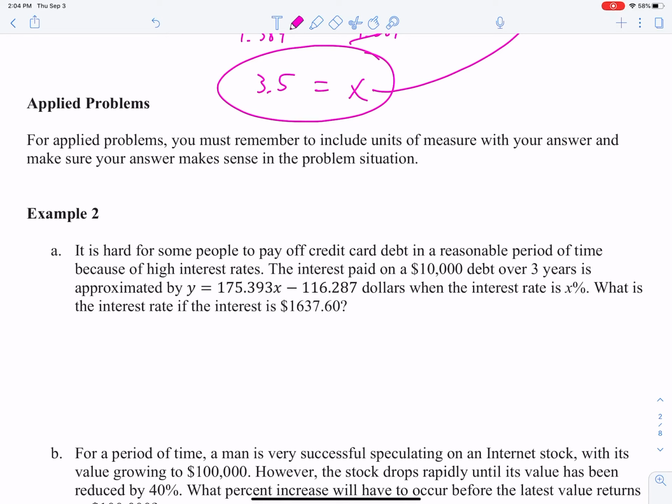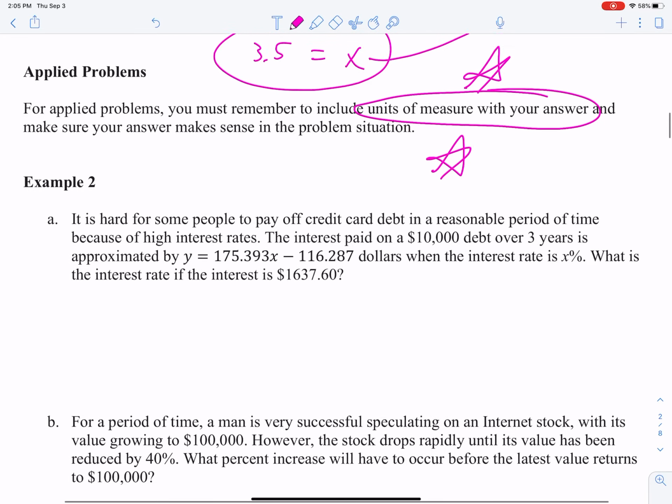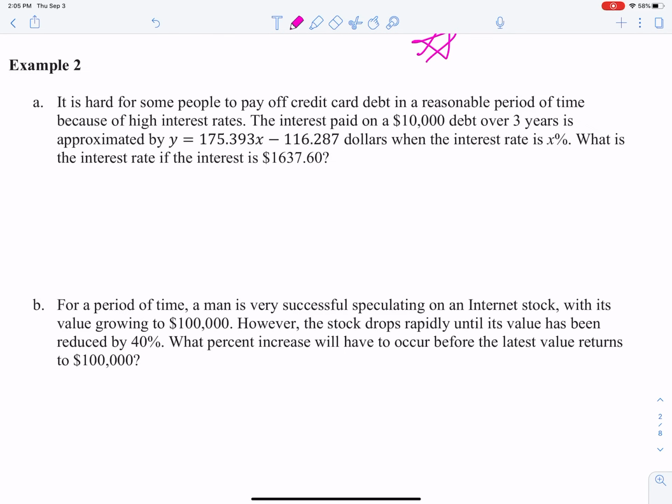So for applied problems, you must remember to include units of measure with your answer. In other words, word problems, right? Anytime you have a word problem, you've got to put units on your answer. Yes, you will lose a point if you don't put units on your answer, even if you do everything else right. It's just one of those things, got to be careful, pay attention to it.